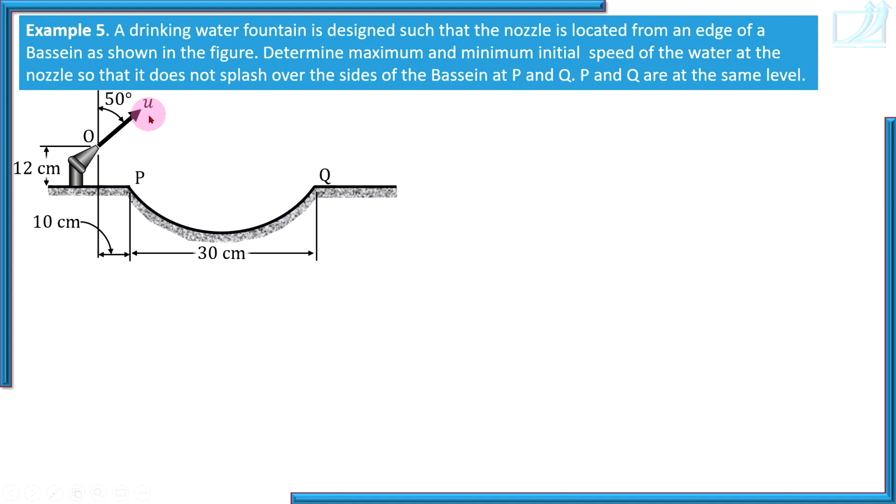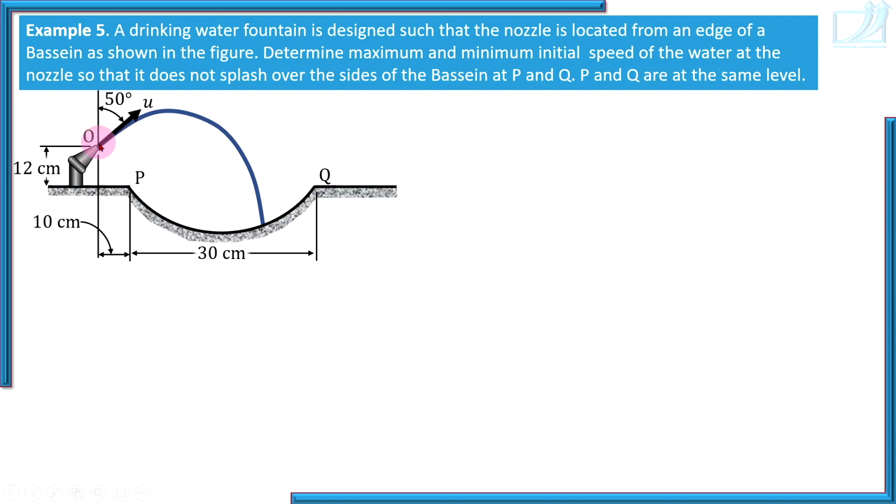And what is theta 0? It is the angle made by initial velocity with horizontal. So theta 0 is not 50 degrees, but it is the angle with horizontal, meaning 90 minus 50. So in this case theta 0 is 40 degrees. We know that theta 0 is 40 degrees here. And here water should fall in the basin.